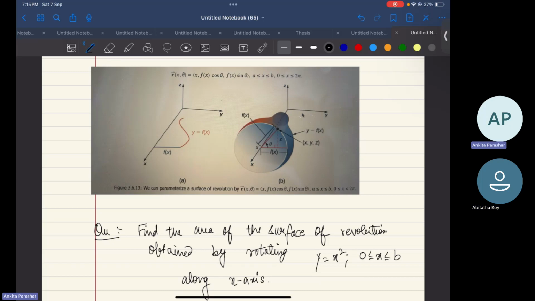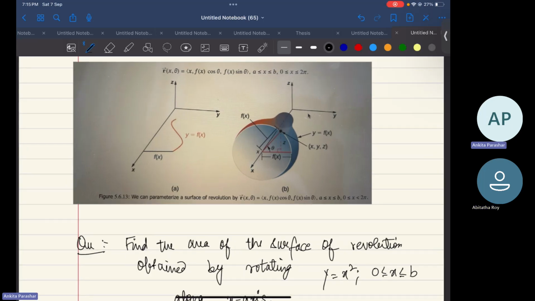Suppose you have this curve y equal to f(x) that you can see in graph part A. There are two figures, A and B. In the first figure, we have this curve y equal to f(x) and we want to parameterize the surface somehow by surface of revolution. I want to revolve this curve in such a way that I keep the x coordinate the same, but the y and z coordinates are revolved along that f(x).